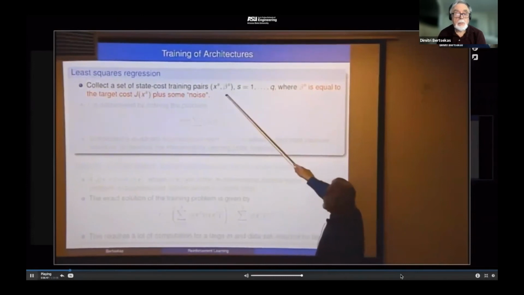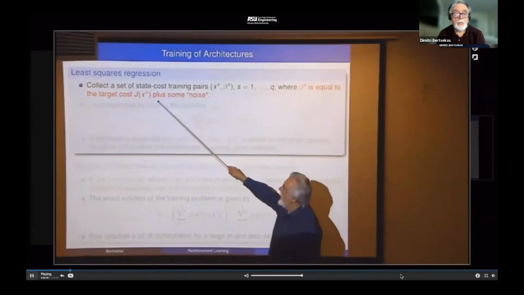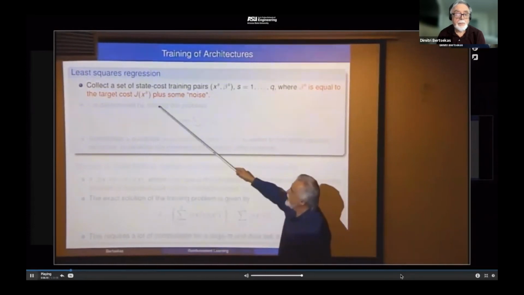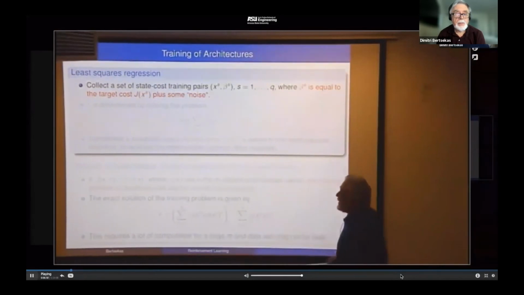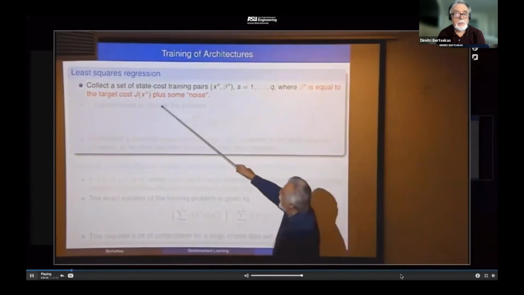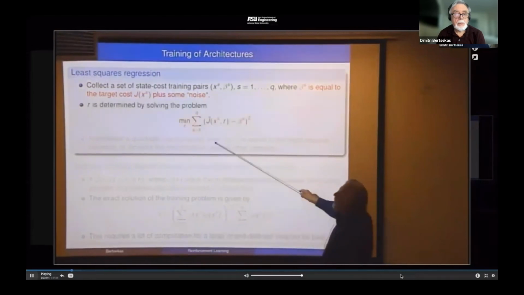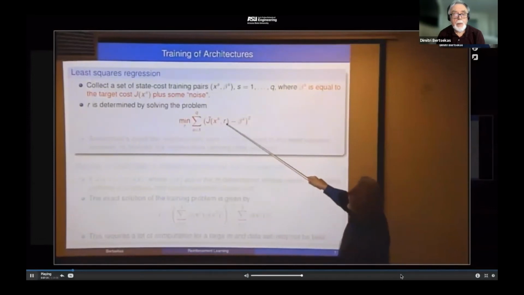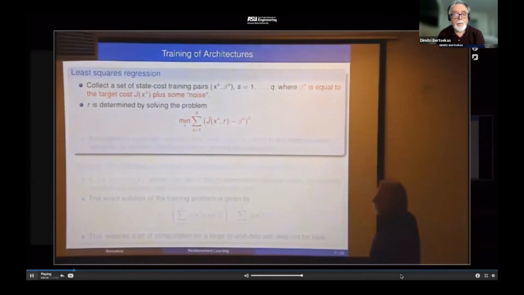And beta of S is just the value of the target cost plus perhaps some noise, okay? It's not quite the same. Depending on how we do the sampling, how we collect the data, this may contain some noise. But still it captures the form of the target function. And we determine R, the parameter vector, by least squares minimization, okay? We fit the target function to the approximation architecture. We minimize the errors between these two, and we find R that minimizes those errors.